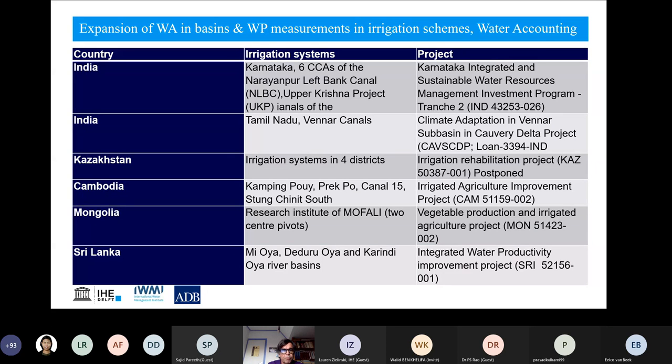In Cambodia, we look specifically at the 4 sub-projects under a larger irrigation agriculture improvement project. In Mongolia, we have looked at 2 small center pivots of a research institute, and in Sri Lanka, we have looked at 4 river basins. Next, please.